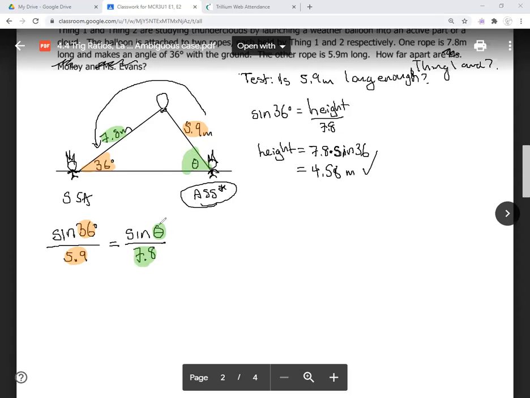Let's get sine theta all alone because we're looking for theta right now. I'm going to multiply both sides by 7.8 so I can get rid of the denominator. If I multiply both sides by 7.8, the right side is sine theta, and the left side is 7.8 times sine 36 divided by 5.9.